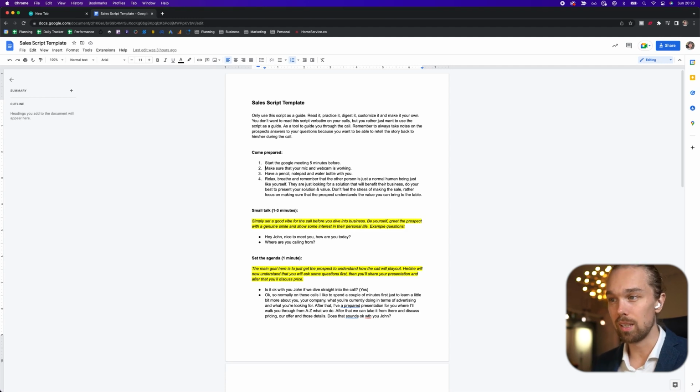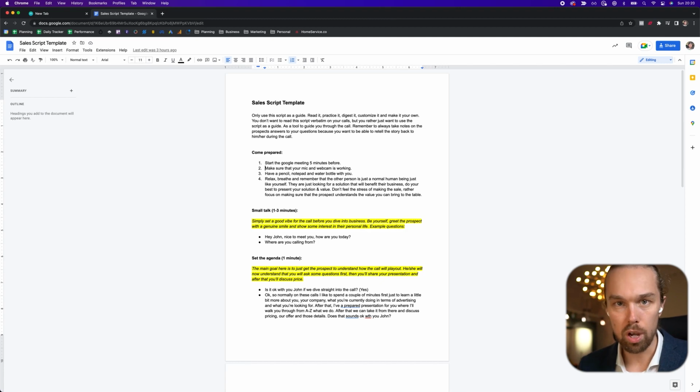And also have a pencil, a notepad, and a water bottle with you. So always have a notepad with you on your calls. And as you ask these questions, you want to write down the answers to them. You don't want to write down verbatim exactly what they're saying, but let's say you ask them, what type of advertising are you doing right now?